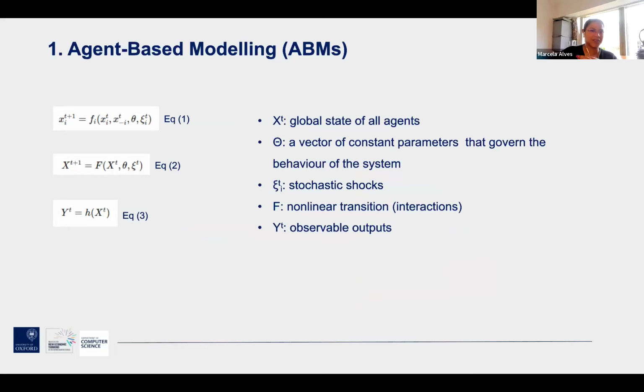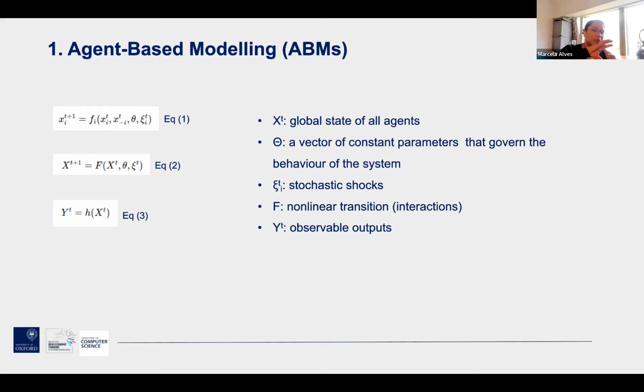we do have some mathematical definition. Again, there is no unique definition because it really depends on the type of ABM you want to deal with. So more generally, we will have a global state of all agents. The lowercase x here is to represent the state of a specific agent. When we have the uppercase X here, it's to represent the state of all agents.